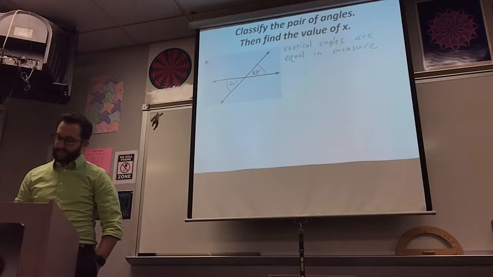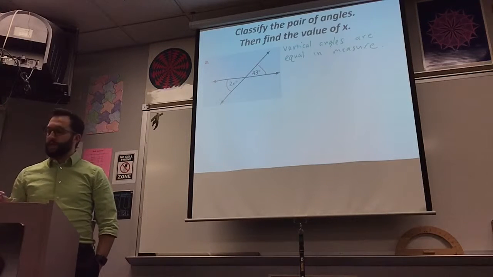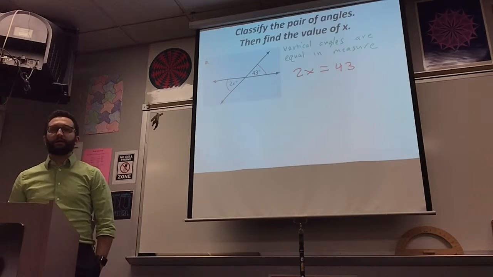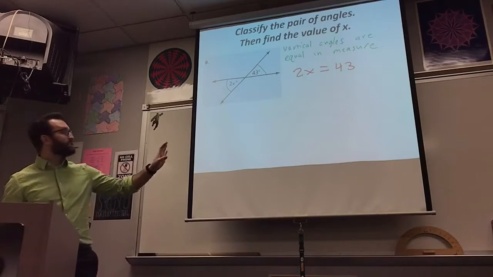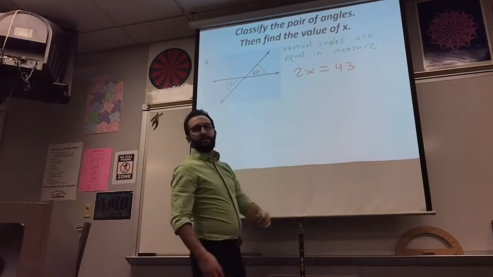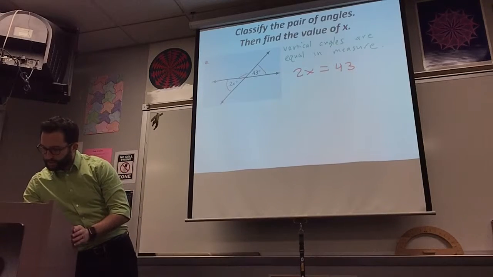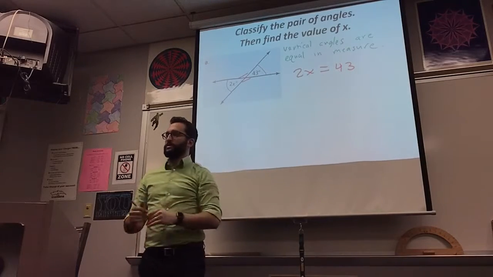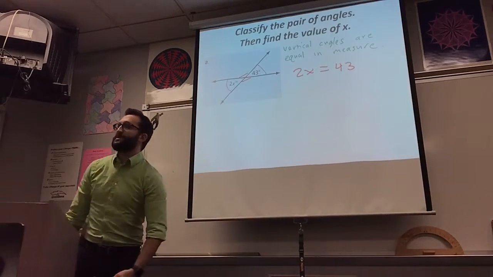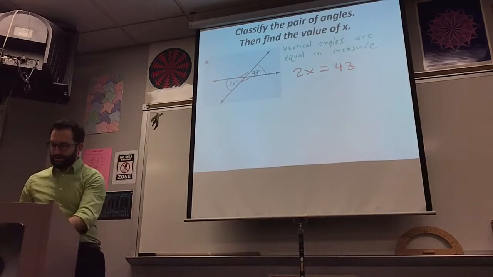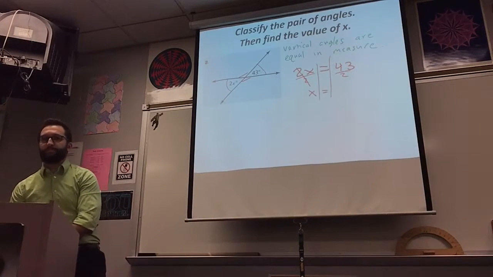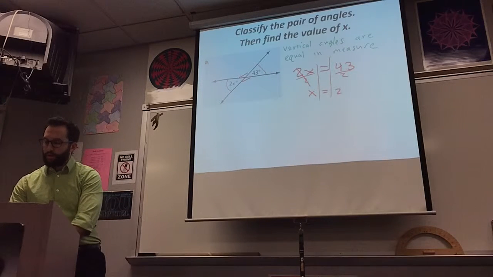So if they're equal in measure, I can set up an equation: 2x equals 43. Because they're equal in measure, one side is equal to the other. Sometimes with vertical angles, I like to think of it like this: the opposite sides are equal. Which means now I need to isolate my variable and solve for x. So, divide both sides by 2, and we get that x equals 21.5.